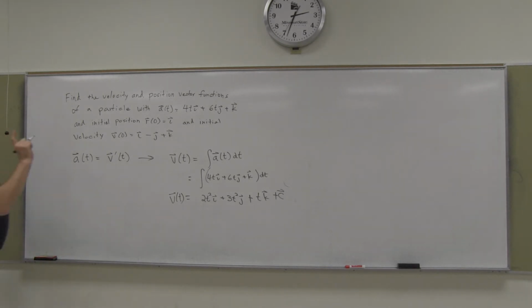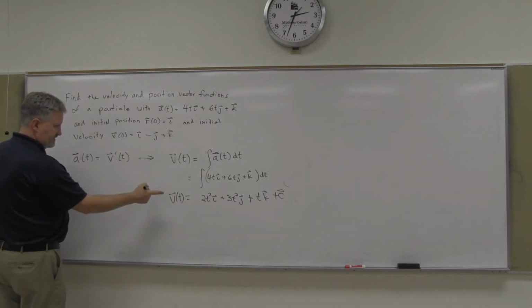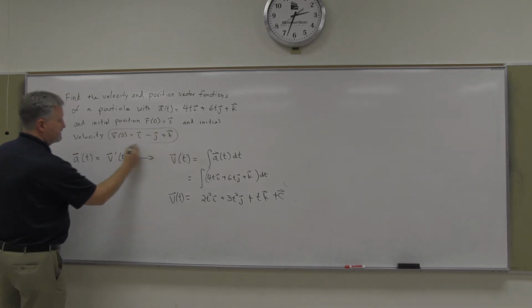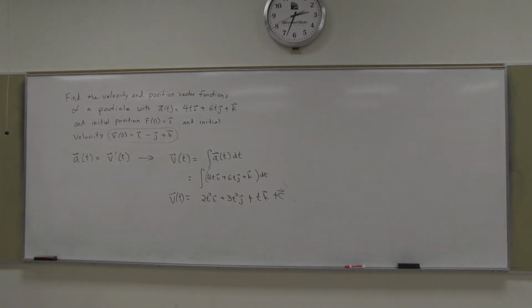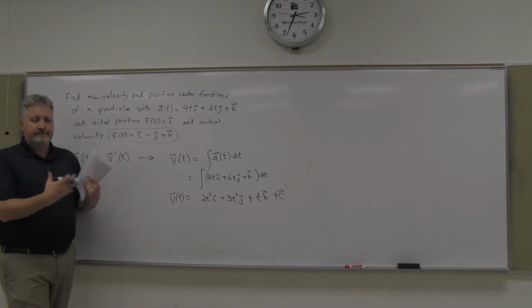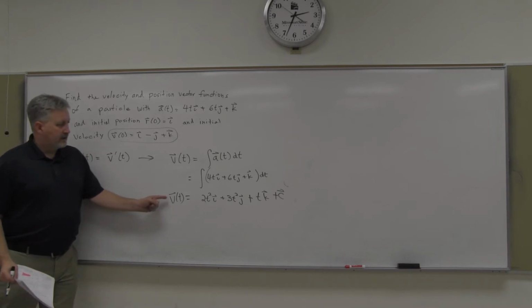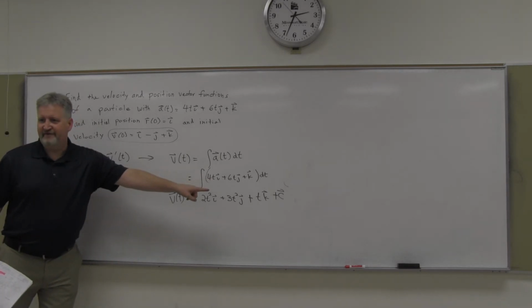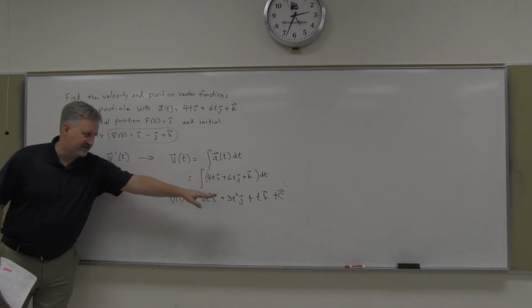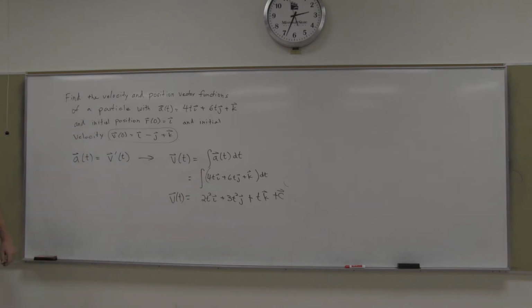Well, that constant is why the problem provides us this initial velocity, because if we have an initial velocity or some known velocity vector already, we can figure out what the constant vector is. So we don't have to leave it just as a constant vector.